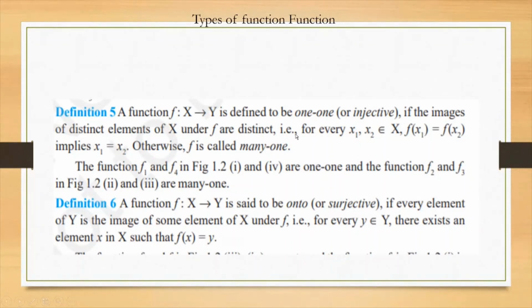A function which is not one-one is called a many-one function, right? Many-one function. Onto function means a function f from X to Y is said to be onto, or surjective, if every element of capital Y is the image of some element in capital X. Or for every small y in capital Y there is a small x in capital X such that f of x equals small y. There is no point remaining in capital Y.